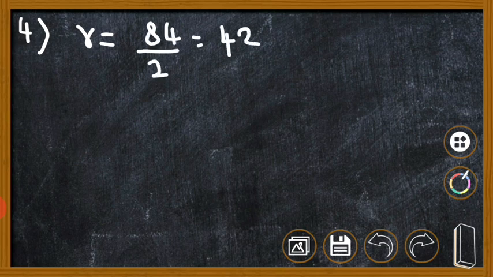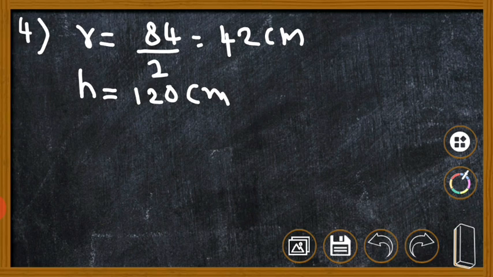And its diameter is given. What is the diameter? Diameter is 84. So what is the radius? Radius is half of that, 84 by 2, it is equal to 42 centimeter. Okay. And its length is 120. Length, meaning what is that for the cylinder? Length meaning height. Height is equal to 120 centimeter. Okay. So it takes 500 complete revolutions to move once over to level a playground.